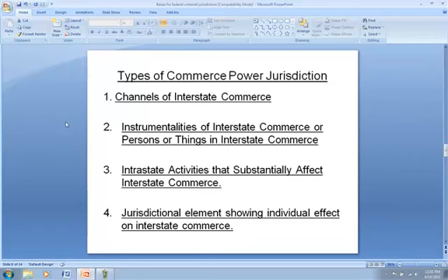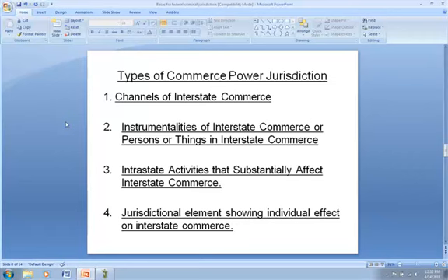The third category is perhaps the most controversial. The court has said Congress can regulate intrastate activities that substantially affect interstate commerce. So you may be doing something purely locally, not crossing state lines, not engaging in commerce across state lines, and yet if your conduct has a substantial effect on interstate commerce, then your conduct can be prohibited and in fact made criminal by Congress. And we'll talk quite a bit about how that works in the second part of today's lecture.